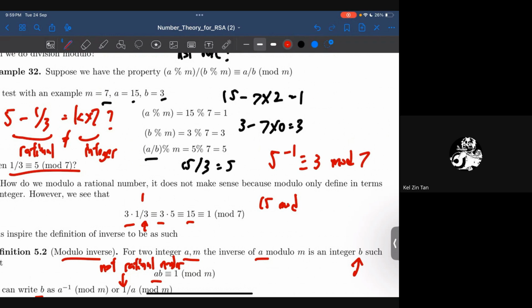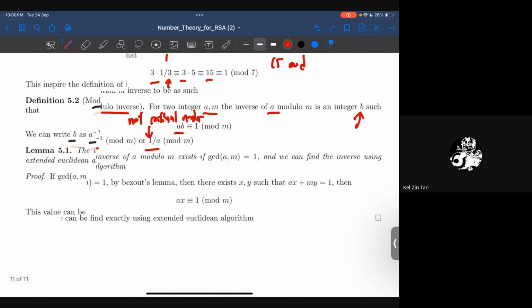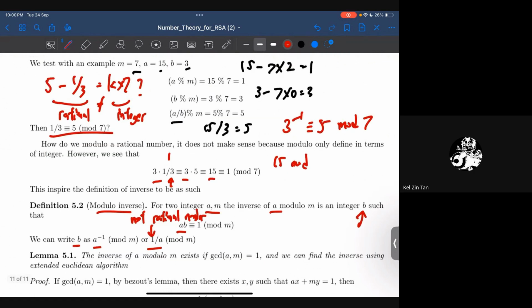Reason being that 3 inverse is equal to 5. If I multiply both sides by 3, then this will become 1. Okay, so far any questions?